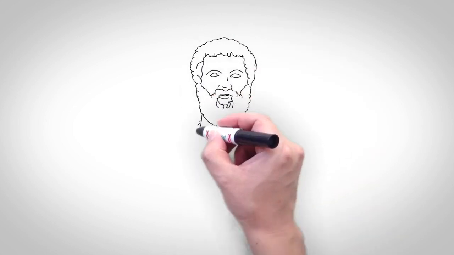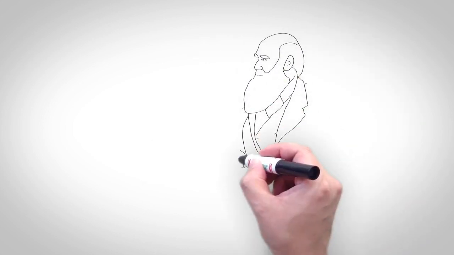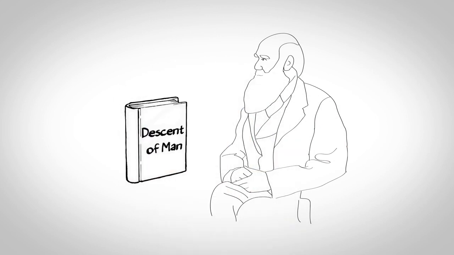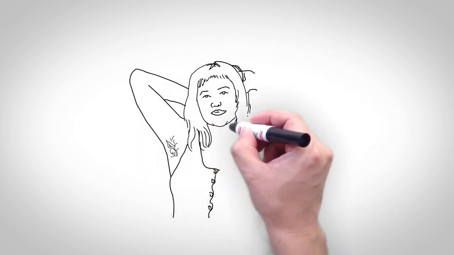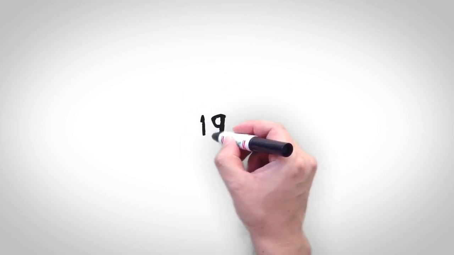Meanwhile, men were expected to have thick beards. Having silky smooth stems was considered unmanly. The stigma of having body hair wasn't one that disappeared over time. In 1871, Charles Darwin published a book, Descent of Man. Perhaps you've heard of it. He theorized that female body hair was a sign of competitive selection, something no longer necessary in a civilized society.